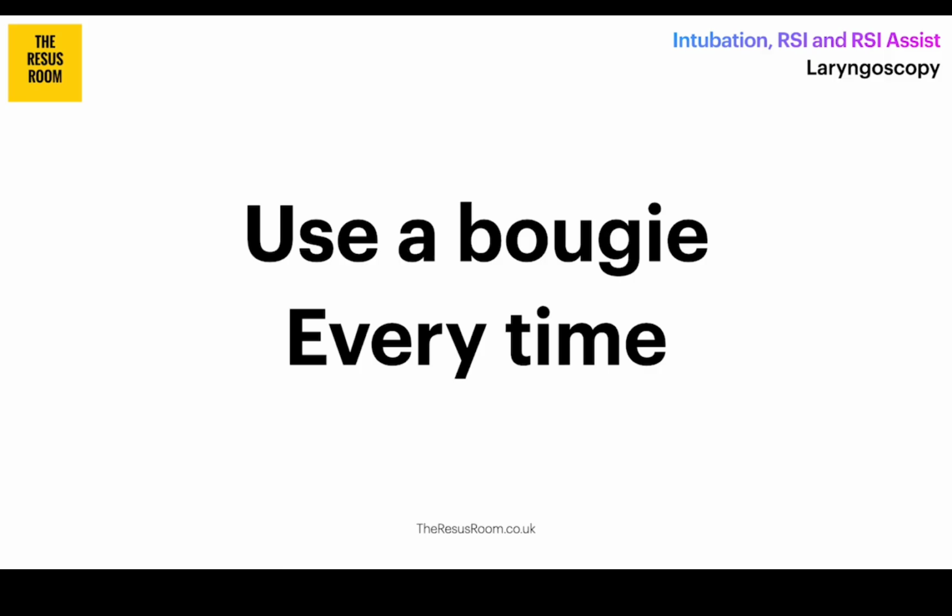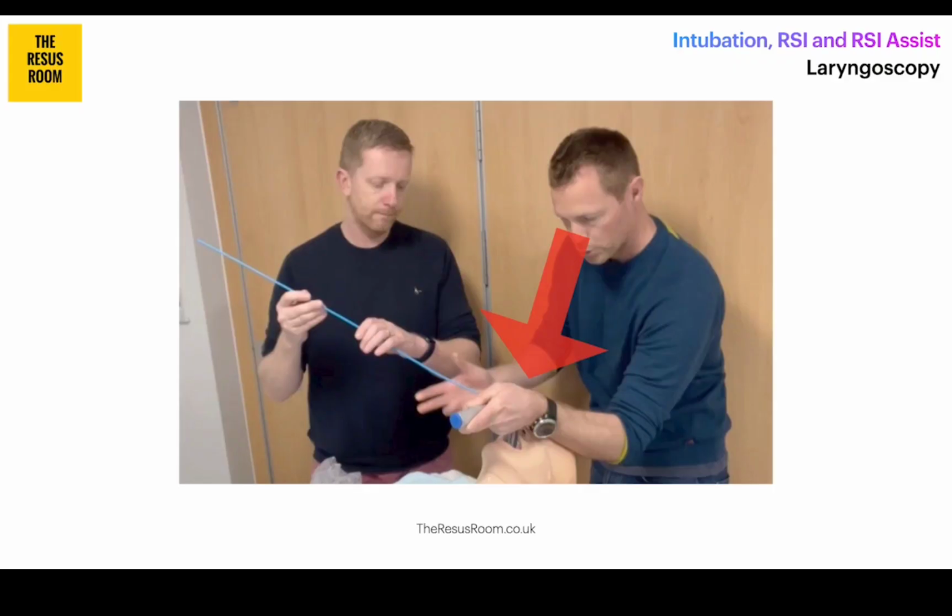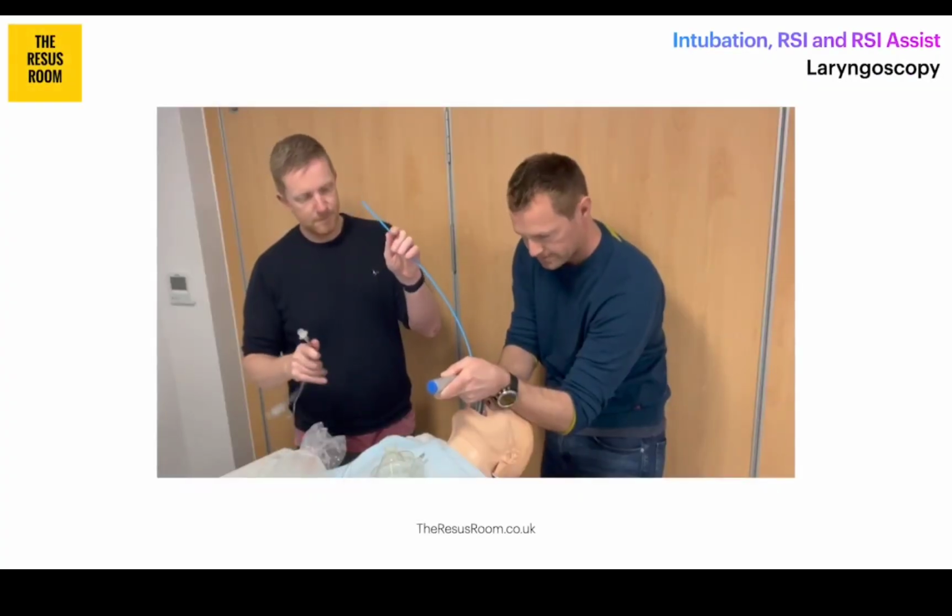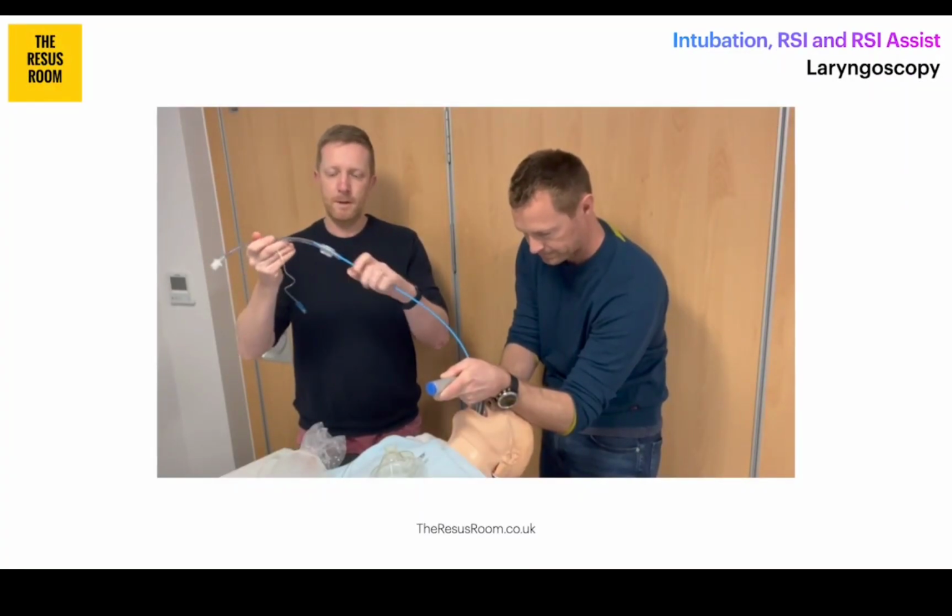Now, keeping our eye on that view that we've just worked so hard to get, operator one will be asking for a bougie, and it needs to be delivered into their right hand without them taking their eyes off the view that they've just worked so hard for. Because if they rotate round to the right hand side to look for equipment, look for the bougie or the tube, then there's a significant risk that they're going to lose that view. Now, once they've got the bougie in the right hand, they're then going to direct that through the cords. Once it's through the cords, they're then going to ask for the tube to go on.